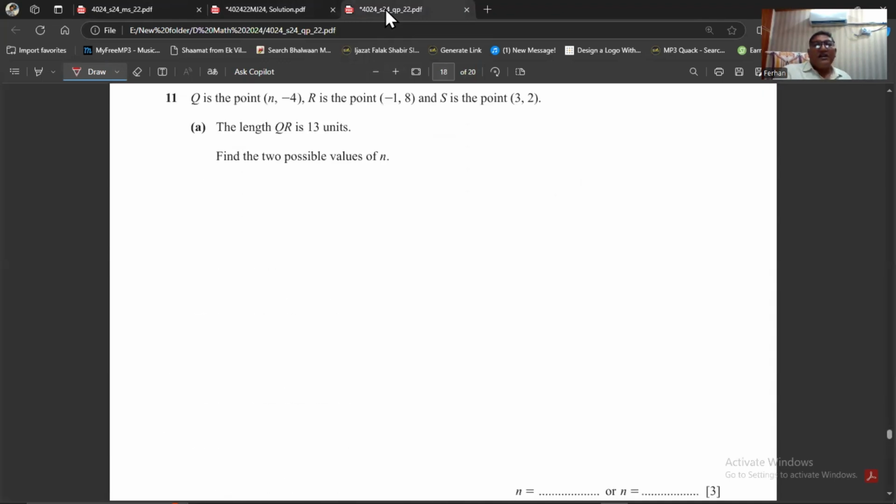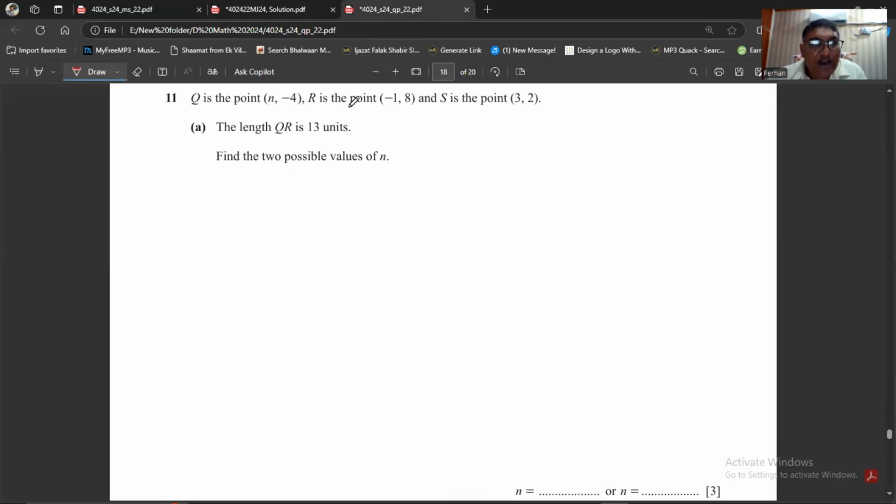The next question is coming up on your screen, a 3 marks question. Question number 11, A part, and it's over 3 marks. Q is the point n comma minus 4, and R is the point minus 1 comma 8, and S is the point 3 comma 2. The length QR is 13 units. Find the two possible values of n.